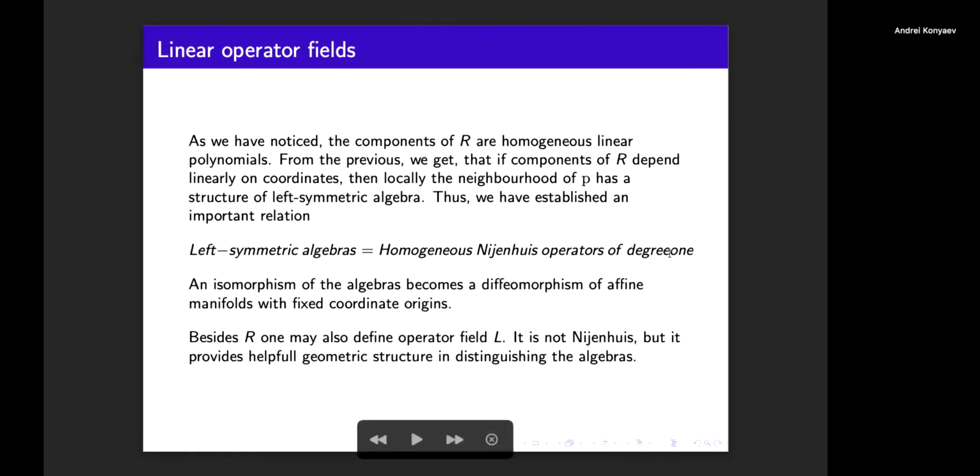So we have shown that the left symmetric... I'm sorry, there's a typo here. It's supposed to be space. So we have shown that if you have an operator on an affine space, not linear in the sense that it's a tensor (1,1), but it depends linearly on coordinates, so you have an operator field which depends linearly on the coordinates, then you do have some algebra structure. Moreover, if you have a linear operator which is Nijenhuis, then you have a left symmetric algebra.